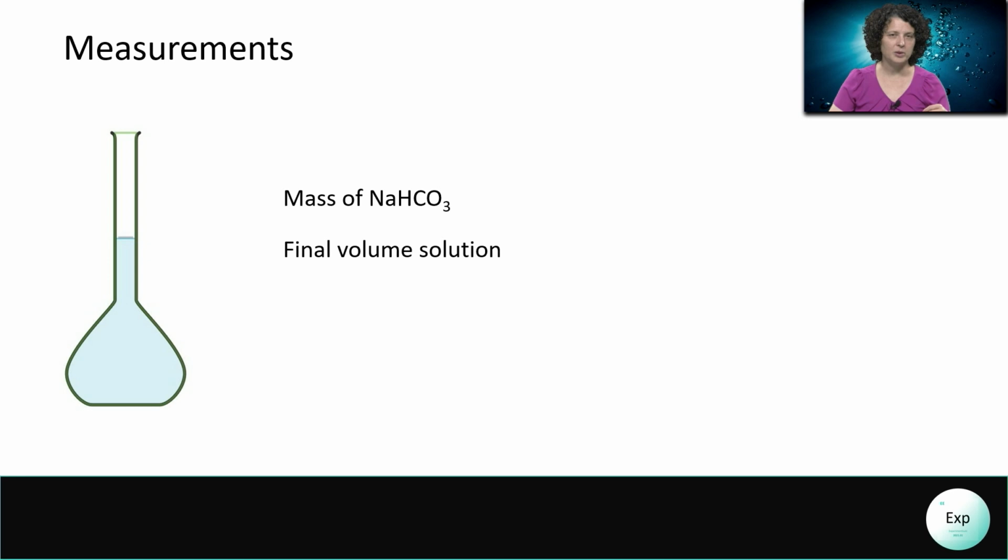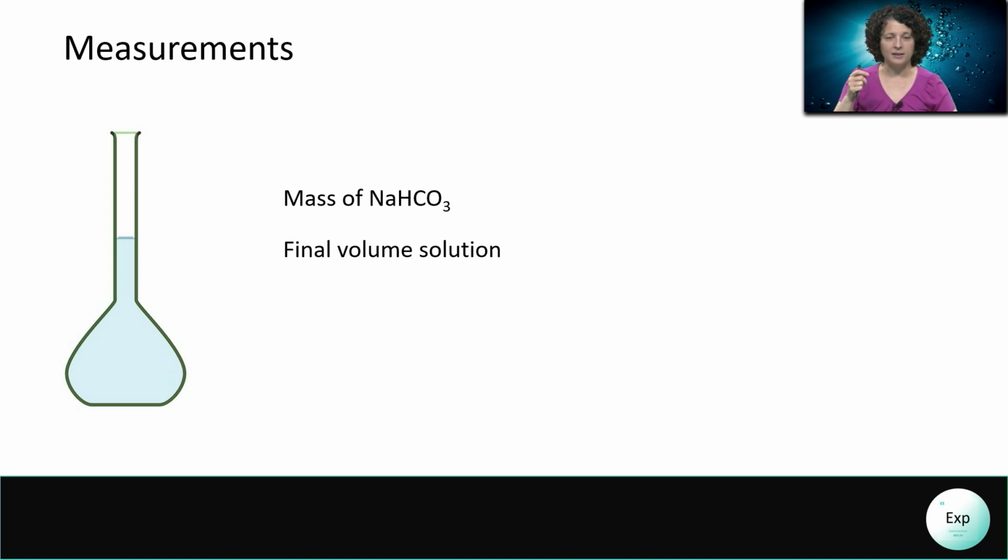So you add a little bit of water, swirl it vigorously, and after no more sodium bicarbonate dissolves, you add a little bit more, swirl it vigorously, and keep adding until all the sodium bicarbonate is fully dissolved. Once it is fully dissolved, you start adding more gradual increments of water until the water level is up to the mark on the volumetric flask. At that point, you stop.